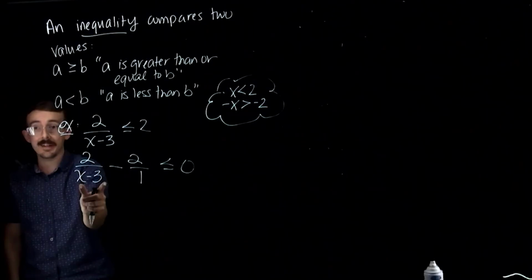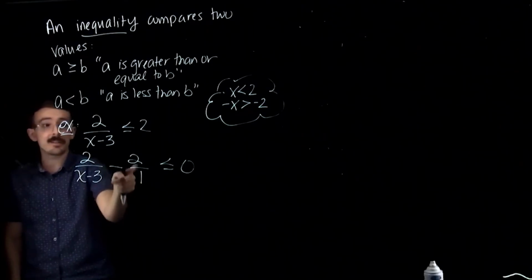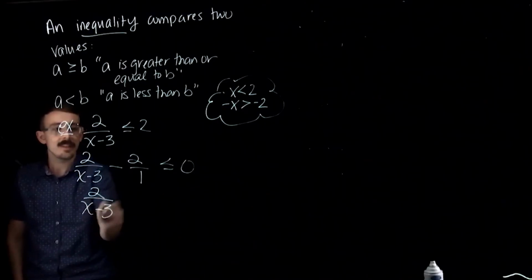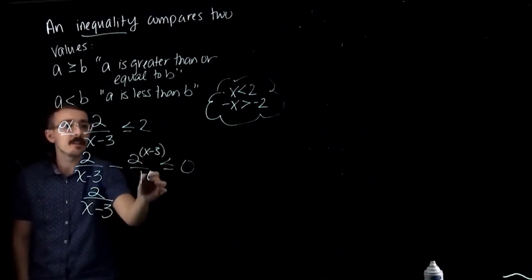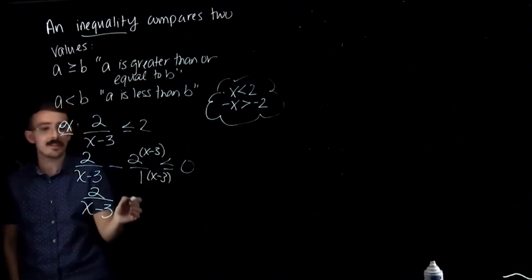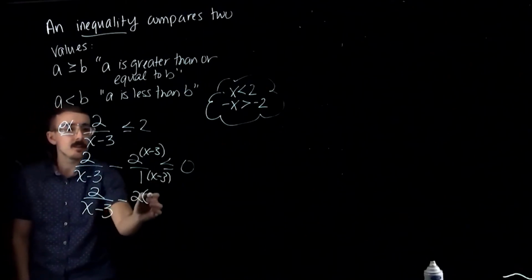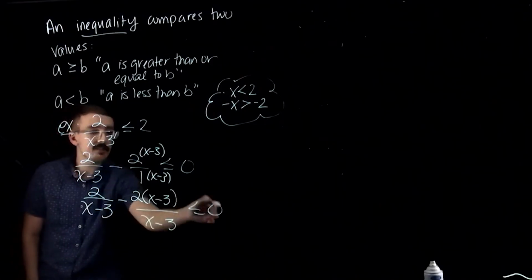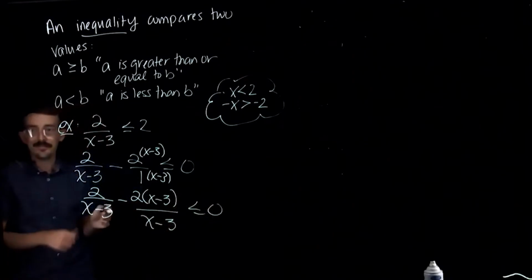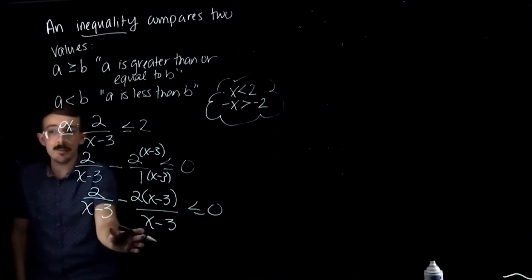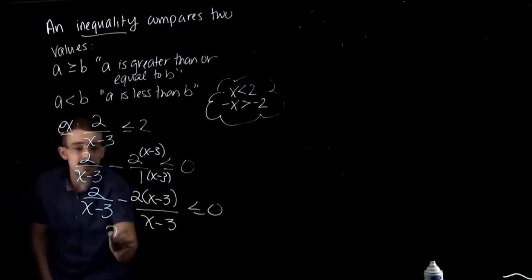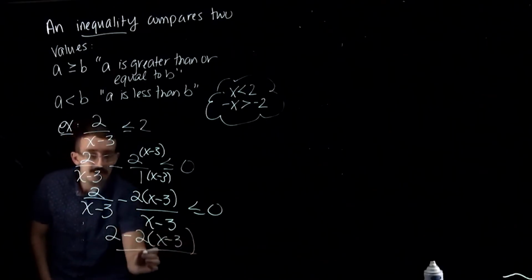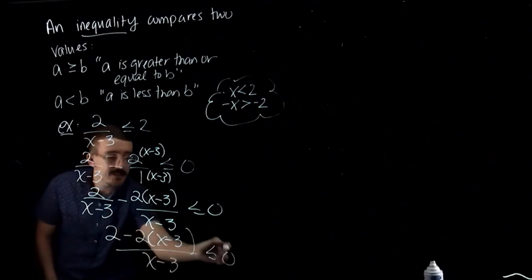Next, I'm going to get a common denominator. So it's going to be x minus 3. So I need to multiply this by x minus 3 over x minus 3. If you multiply this by x minus 3 over x minus 3, you get 2 times x minus 3 over x minus 3. This is still less than or equal to 0. From here, because they have a common denominator, I can combine the fractions. So I'm going to get 2 minus 2 times x minus 3 over x minus 3 is still less than or equal to 0.